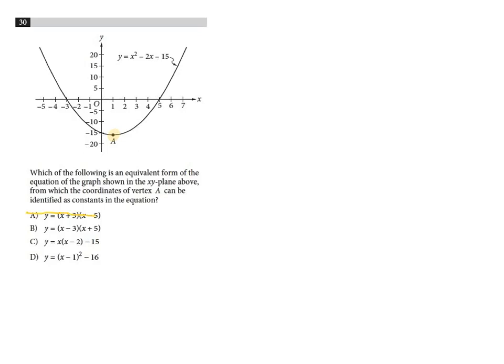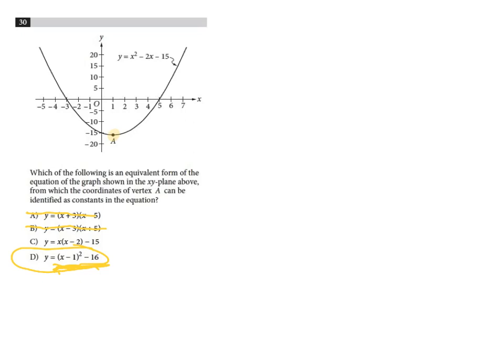So it can't be that one. The same with the next one: -3 and 5 have nothing to do with the coordinates of A. Choice C has -2 and -15. Gee, that's close, but not quite. I'd really be focused on this one right here. It looks like we got shifted to the right 1 unit, and that's where we get this, and then down 16 units.